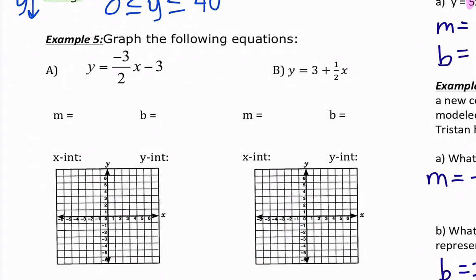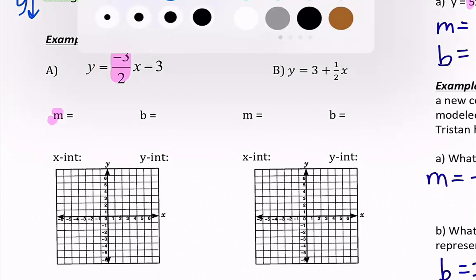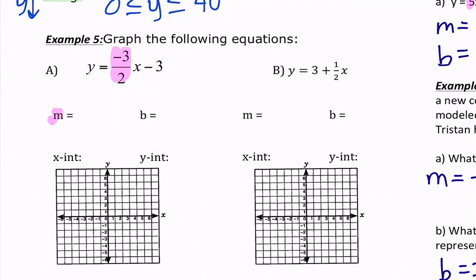Okay, on this next one, it says to find m and b. Remember, m is your slope, which is the coefficient of x. Your b is your y-intercept. That's the number by itself. So I know my slope is a negative 3 over 2. My b, my y-intercept, is a negative 3. So that's our y-intercept.